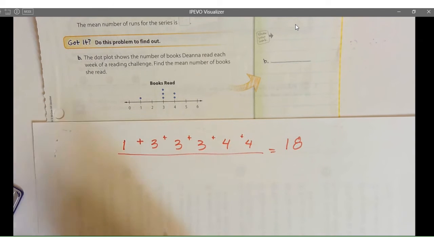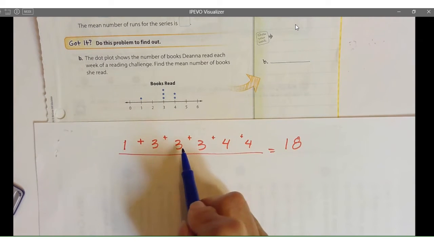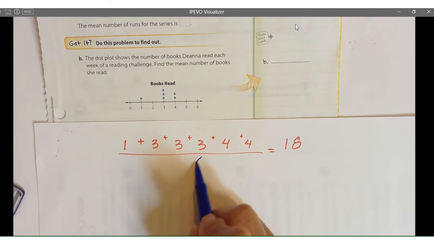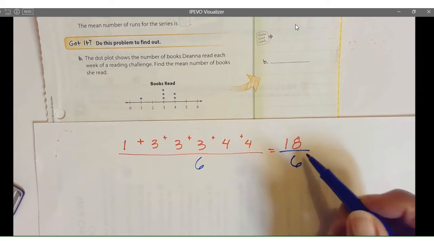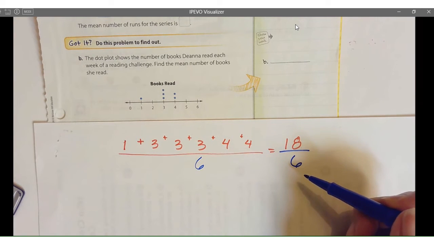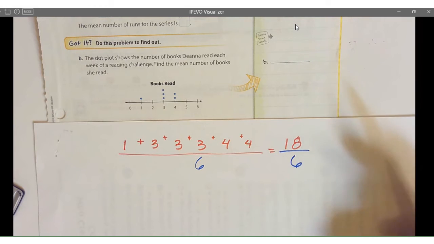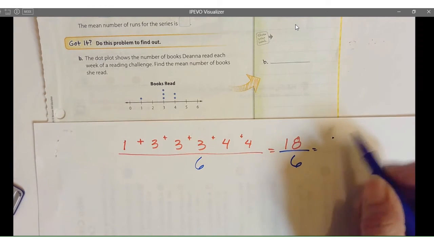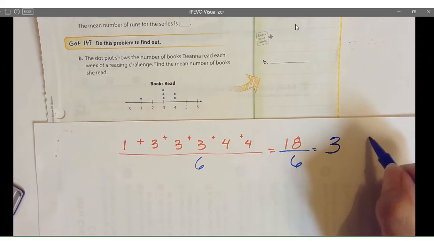How many pieces of data do we have? Well, we have 1, 2, 3, 4, 5, 6. 6 pieces of data. We just take that and divide it, and if you know your multiplication, this is basic math facts, students. What number times 6 gives you 18? 3. So, she reads an average of 3 books a week.